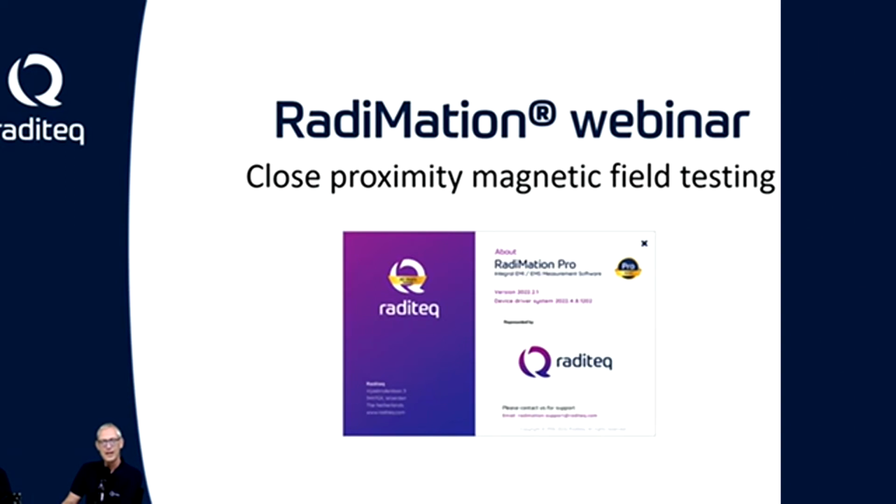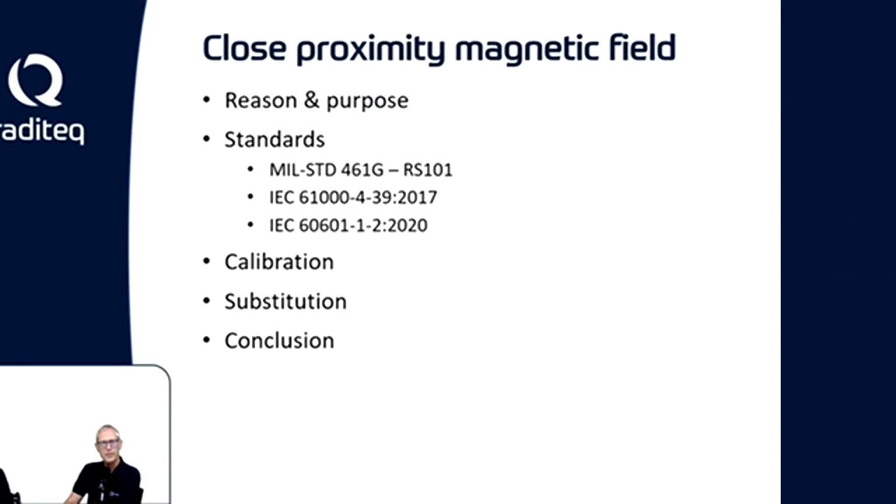Thank you. Welcome. The topics that I would like to discuss in this webinar are indeed regarding close proximity magnetic field testing: the reason and the purpose why these close proximity tests are being performed, in which standards they are referenced and what the specific details in the standards are, how the calibration can be done, and of course how the substitution, the actual test, can be performed. And I want to have some conclusion also at the end.